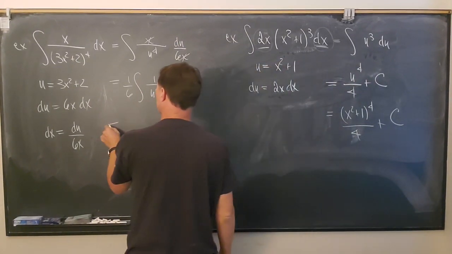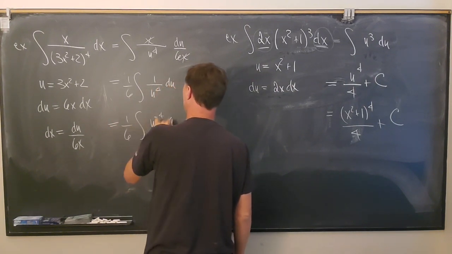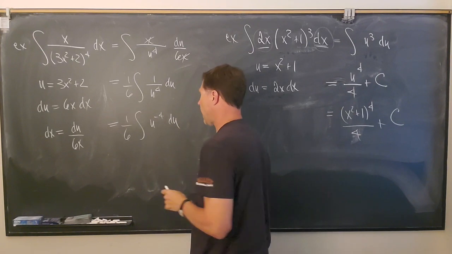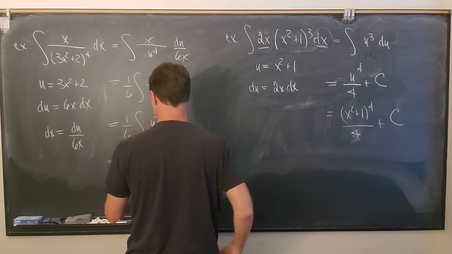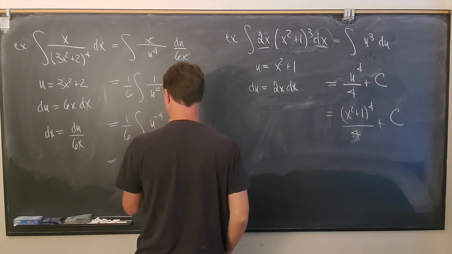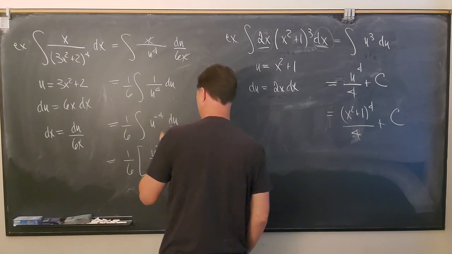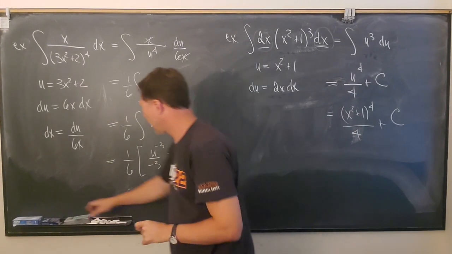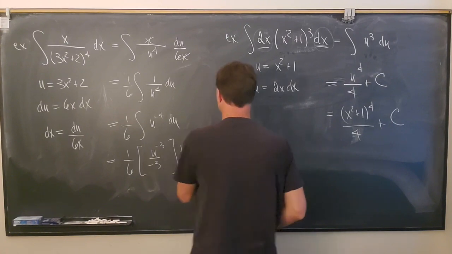To compute this integral, you might want to rewrite this as integral u to the -4 du. And then when we compute the antiderivative, we get 1/6 times u to the -3 over -3 plus c. I don't need to put the plus c out there, do I? Put it there.